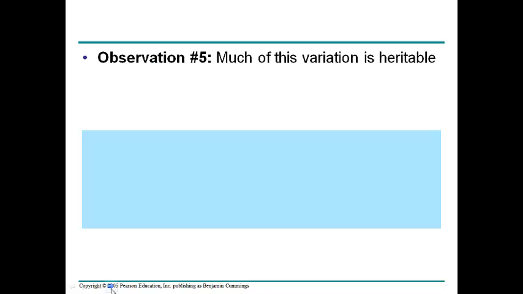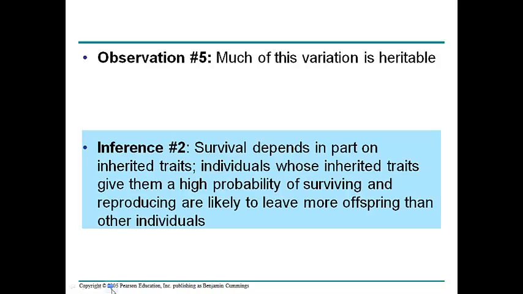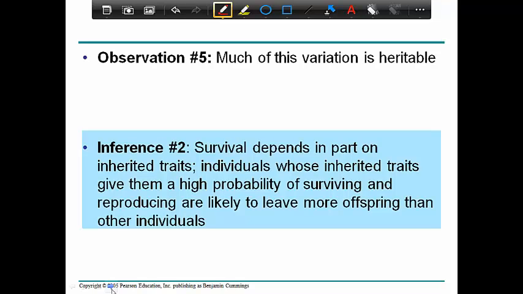Okay, which brings us to number 5. That variation, those differences between them, is heritable. In other words, it's passed on through DNA. So put the rest of those together, and we have inference number 2. The survival of a species depends on inherited traits. Okay, so even if you just read that part, you're getting the gist of this here. So survival depends in part on inherited traits.